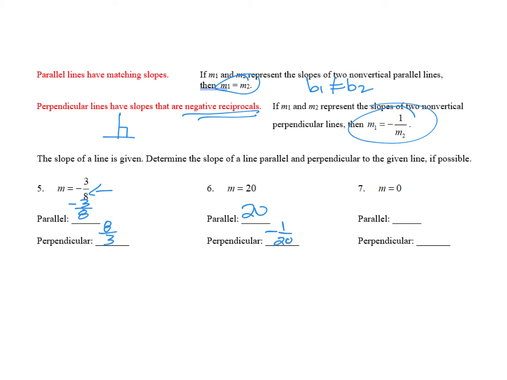Slope of 0: parallel has the same slope. Perpendicular would be the negative reciprocal. Well, think about what that would be. I'm going to get a little technical here. 0 is a number that we can put over 1. If I do the negative reciprocal, that means I'm going to change the sign and flip it. If I change the sign and flip it, I get negative 1/0. Well, we have a problem there because we can't divide by 0. Therefore, the perpendicular slope is actually undefined.